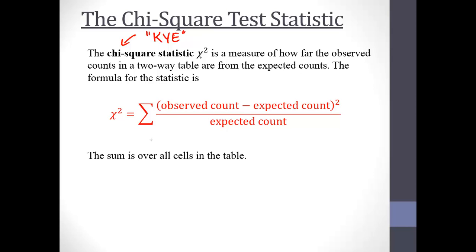We're going to sum over all cells in the table. We're going to take the observed count, what we actually observe, subtract off the expected count and square that, and then divide that by the expected count.